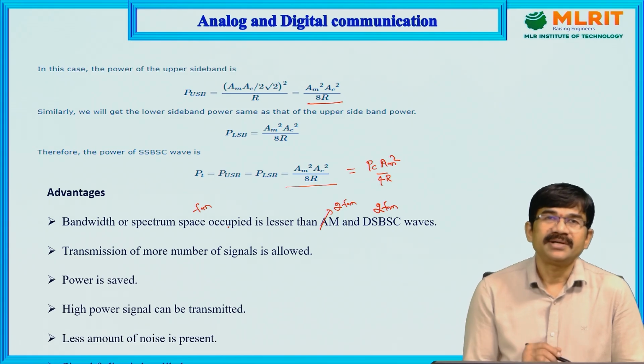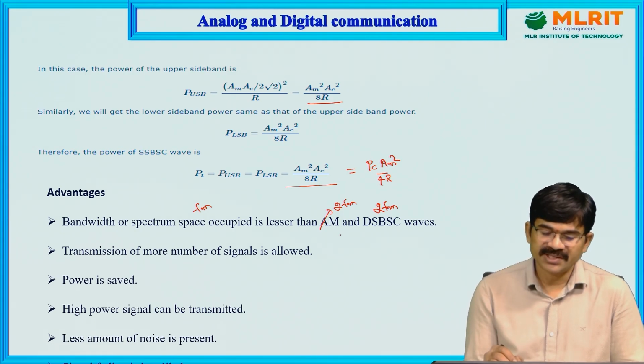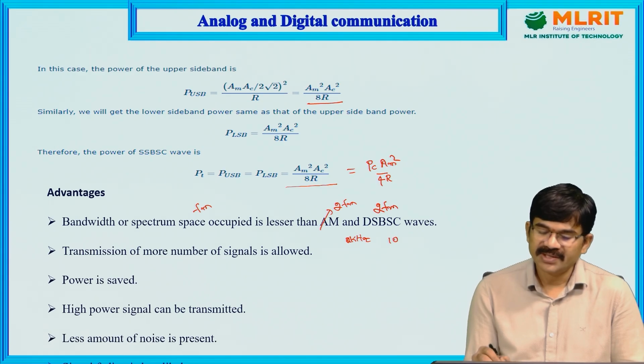Then transmission of more number of signals is allowed. What is the meaning of that? The bandwidth required for the transmission of one signal is very less, meaning a large number of signals we can transmit. So 2 kilohertz, 2 kilohertz, like that. If one signal has 2 kilohertz, then n number of signals we can transmit. If the total channel bandwidth is 10 kilohertz and the signal bandwidth is 2 kilohertz, how many signals? 5 signals we can transmit.